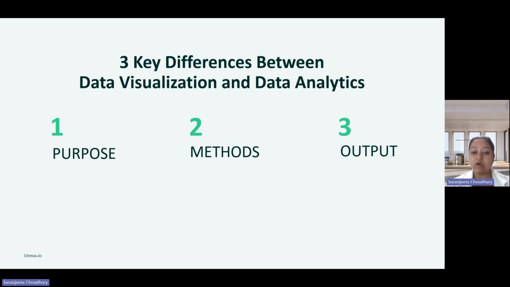Output. The output of data visualization is a visual representation of data, such as a chart, graph, or map. The output of data analytics is typically a written report or presentation in graphical format. Think of any data visualization tool or UI that communicates the insights gained from the analysis.